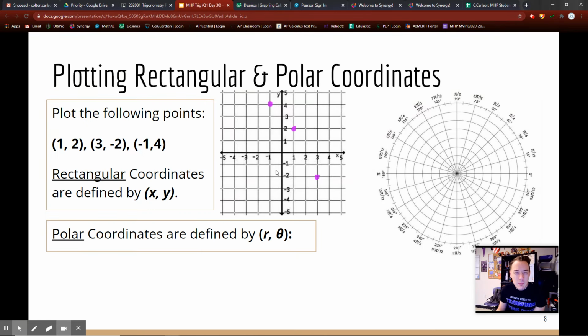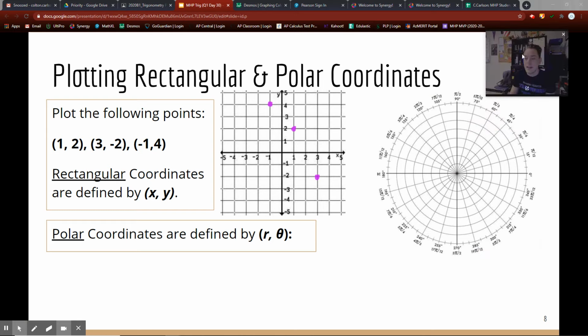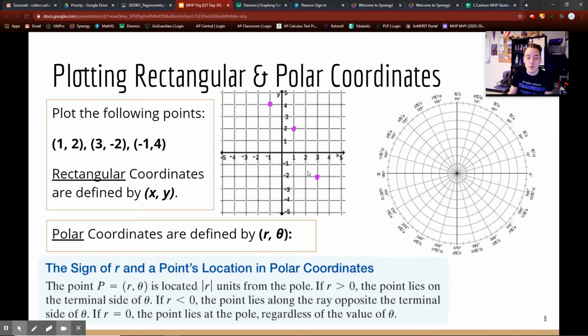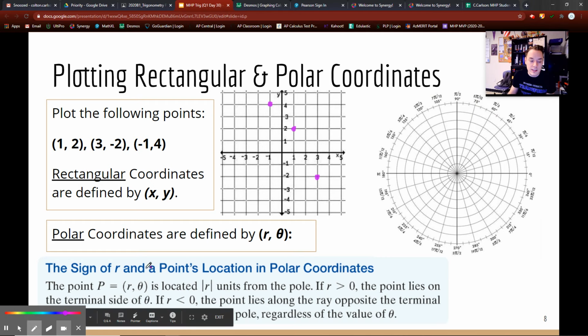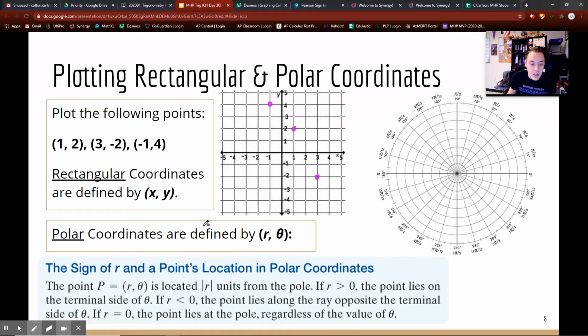So how do I actually plot polar coordinates, though? Is it very similar? Well, yes and no. It is very similar, but there's a couple nuances. So I want you guys to write this definition down, and then I'm going to explain it. So the sign of R and the point's location in polar coordinates is really what this is saying. So the point P equals (R, theta), that's what we want for polar coordinates, is located the absolute value of R units from the pole. That means it can never be like a negative distance.